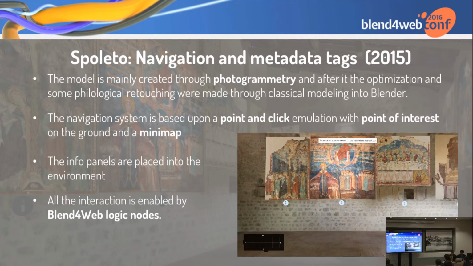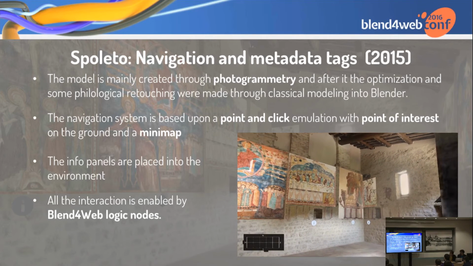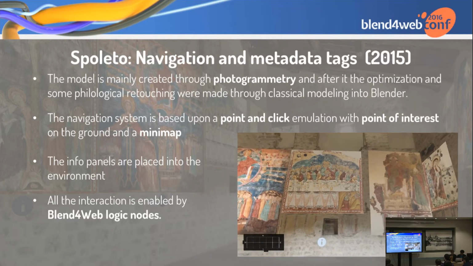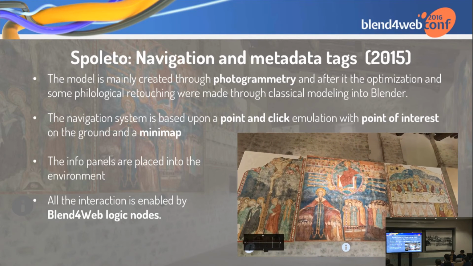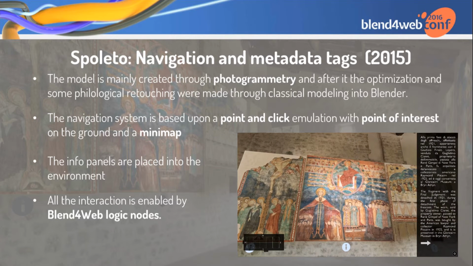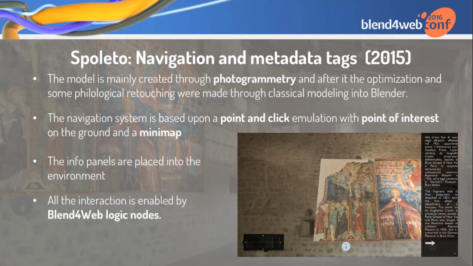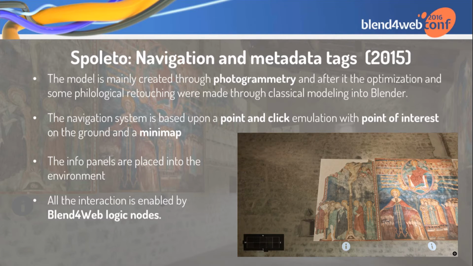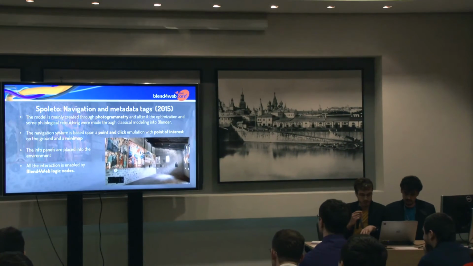The model here is mainly created through photogrammetry, as you can see, quite good in texturing because of the photogrammetry process. After it came an optimization and some philological retouching, like deleting something that was not there, which were made through classical modeling in Blender. The navigation system is based upon a point-and-click emulation with a point of interest on the ground and a mini-map on the bottom left corner. The info panels are placed into the environment, and all the interaction is enabled by Blend4Web logic nodes.